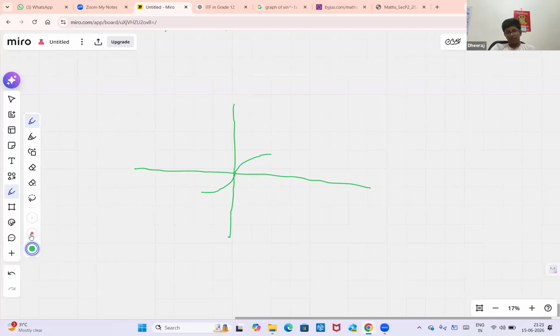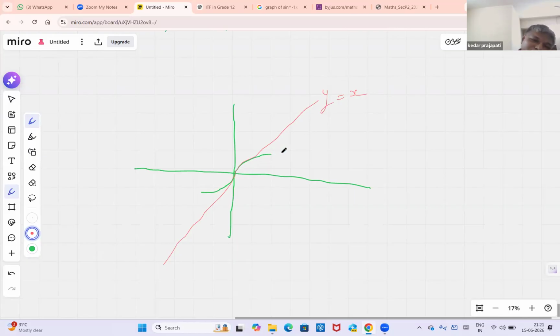So I need to find the reciprocal of this, meaning the inverse of this. So draw a line, y equal to x. This is the graph y equal to x, right?